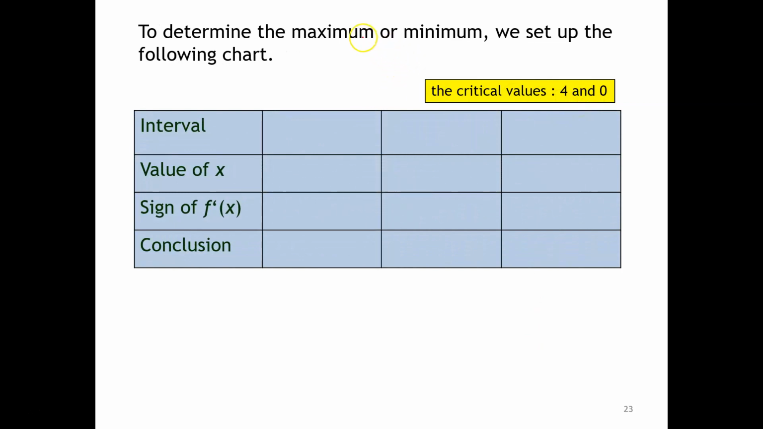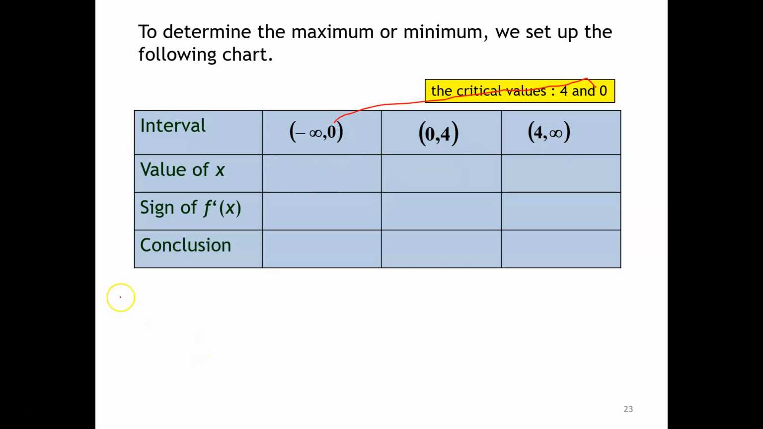You need to determine the maximum or minimum. We set the following chart. Same as the table just now, or chart. So the first interval, we have 4 and 0. The first interval, remember, it always starts with negative infinity. Negative infinity until 0. How do I get 0? From here. And then the second one, you start again with 0 until 4. And then the last one, from 4 until infinity. So you will only have 3 intervals.